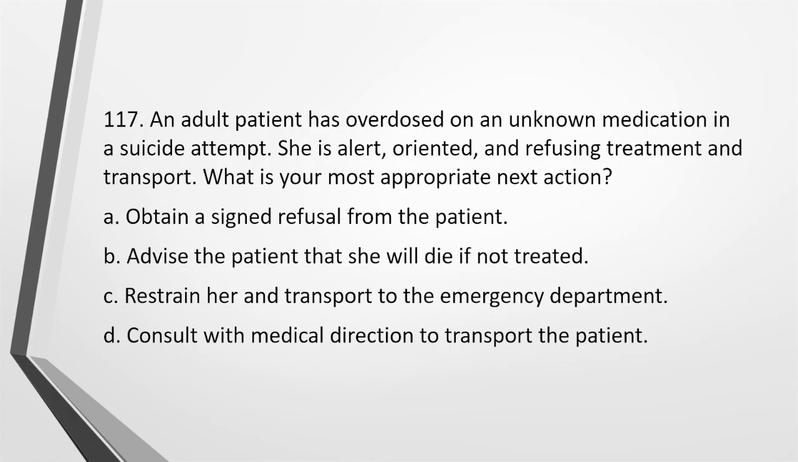117. An adult patient has overdosed on an unknown medication in a suicide attempt. She is alert, oriented, and refusing treatment and transport. What is your most appropriate next action? A. Obtain a signed refusal from the patient. B. Advise the patient that she will die if not treated. C. Restrain her and transport to the emergency department. D. Consult with medical direction to transport the patient.